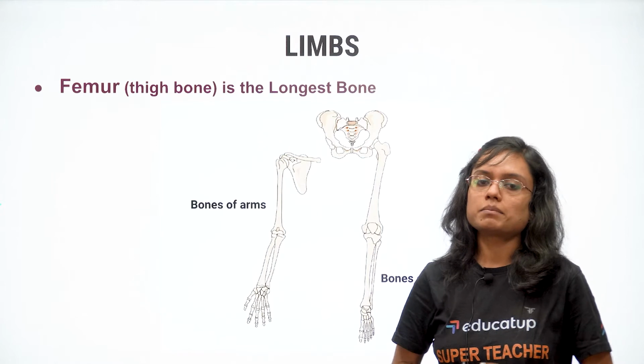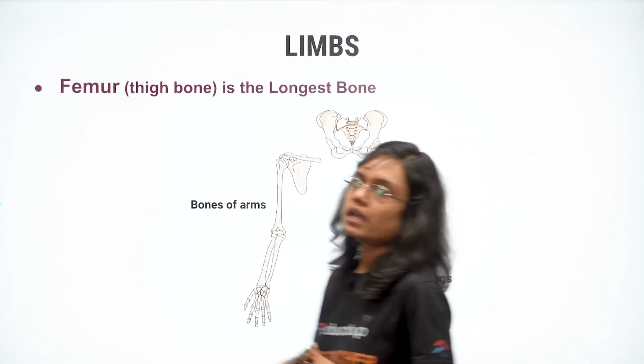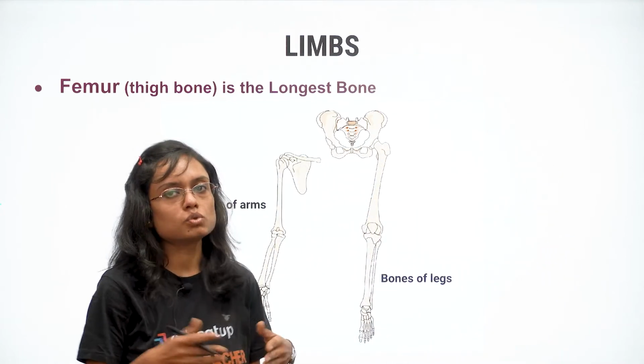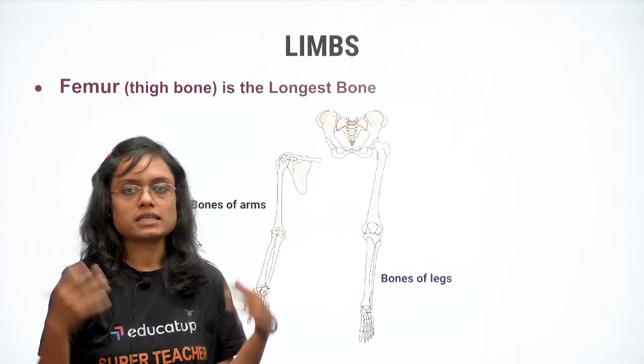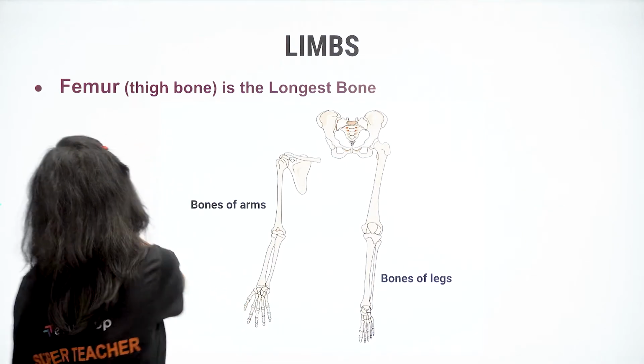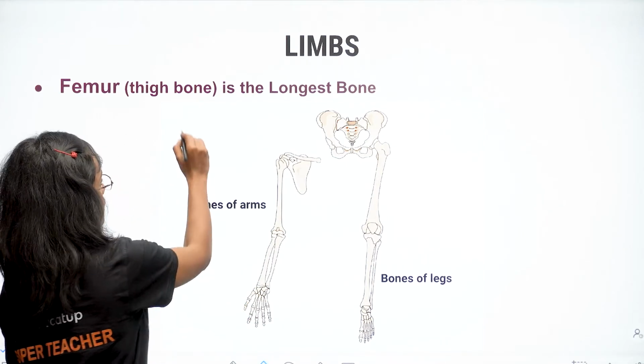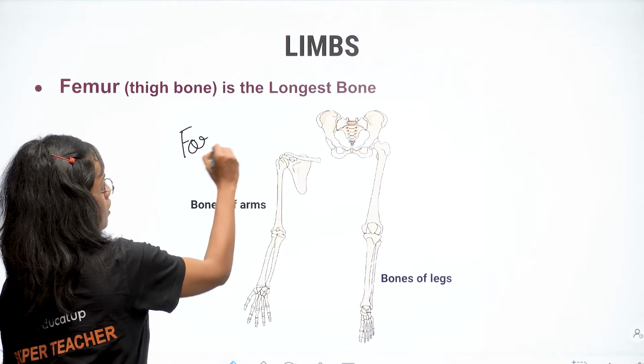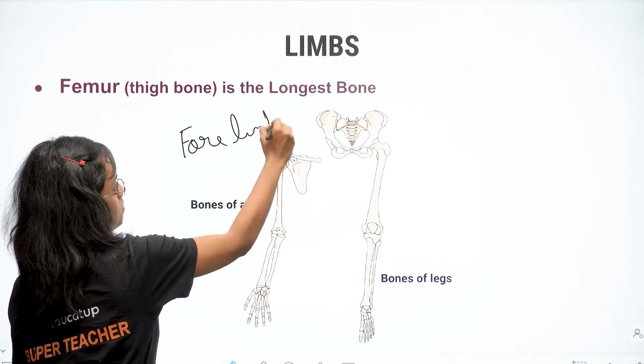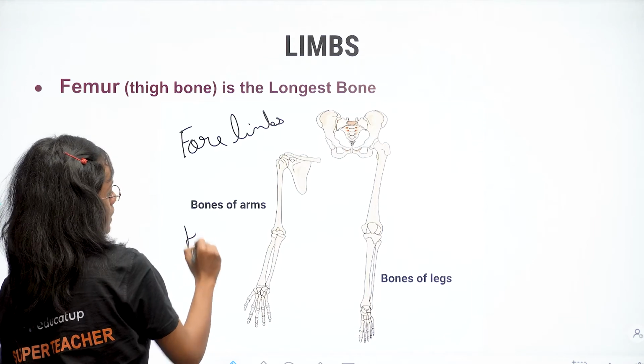The next is limbs. We have two types of limbs, that is forelimbs and hind limbs. Let's understand them also. We have forelimbs and hind limbs.